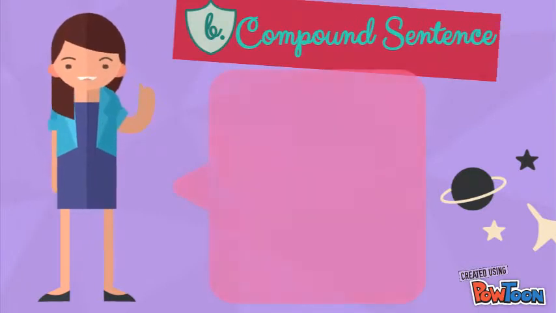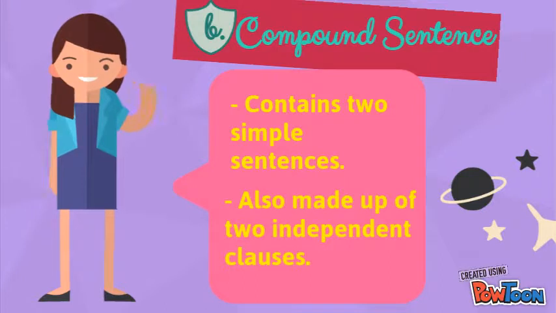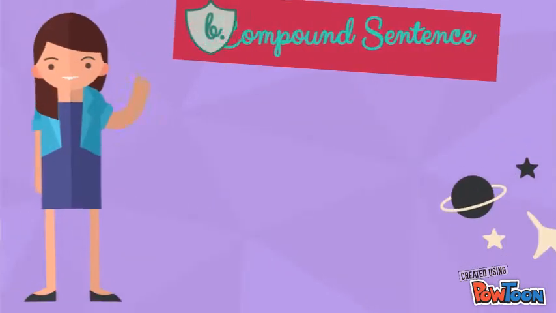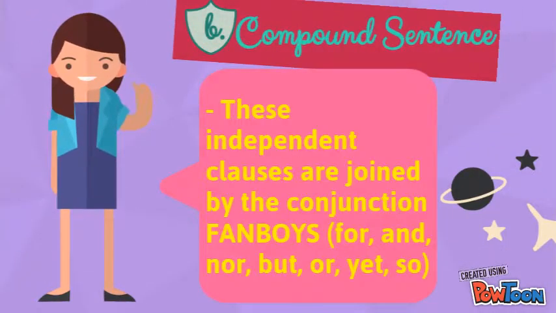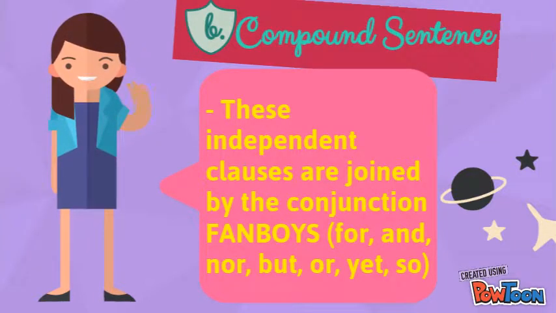Compound sentence. It contains 2 simple sentences. It is also made up of 2 independent clauses. These independent clauses are joined by the conjunctions FANBOYS: for, and, nor, but, or, yet, so.